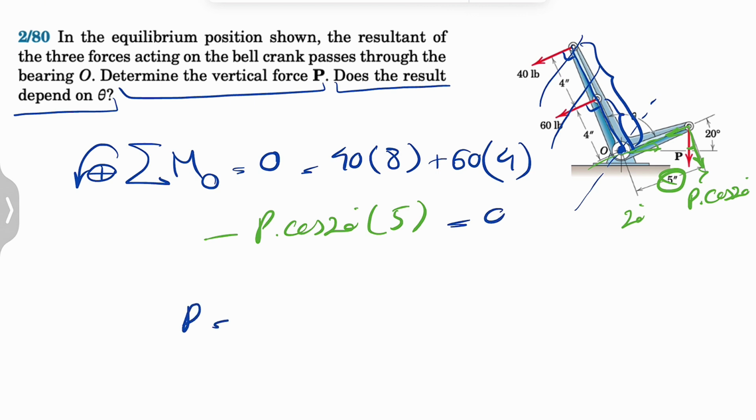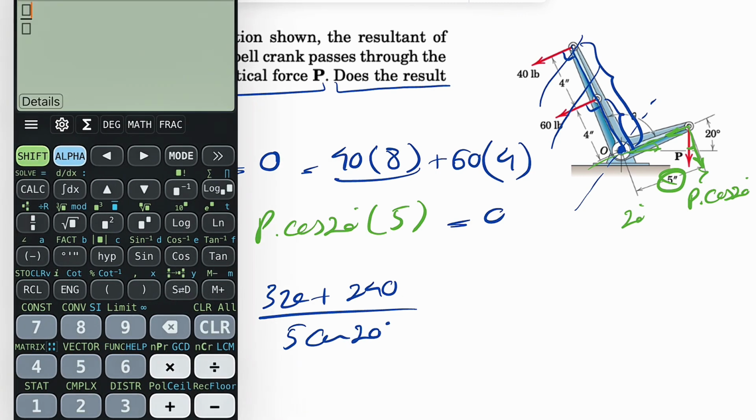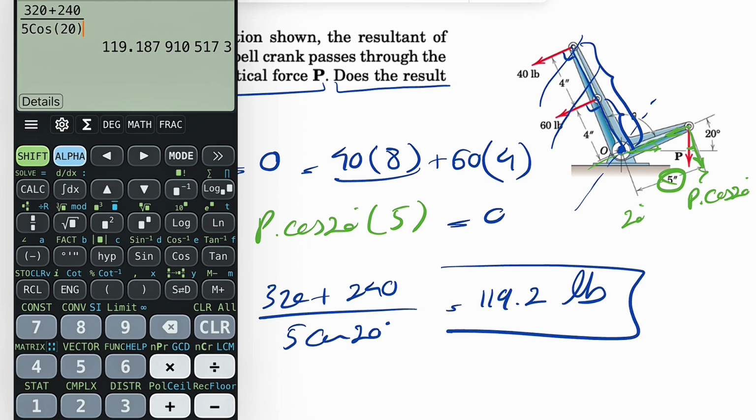So basically, 40 times 8, 320, plus 60 times 4, 240, over 5 cosine of 20 degrees. Let's see what we get. So 320 plus 240 over 5 cosine of 20. This is going to give us 119.2 pounds as the force P.